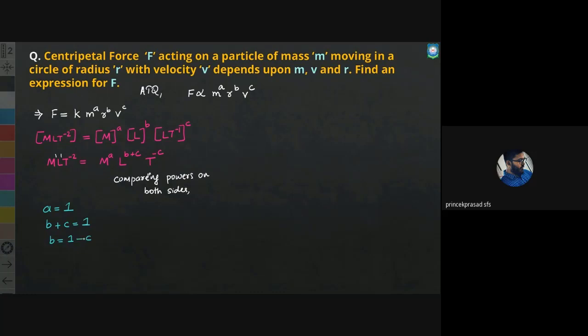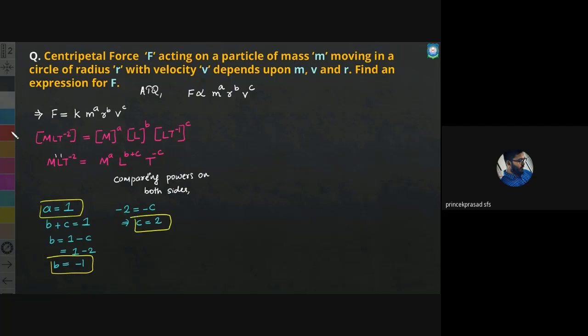Now which is the third relation? Minus c equals minus 2. Or from this, I can write c is equal to 2. If c is equal to 2, can you find b? It will be minus 1. So b is equal to minus 1, and you have got all the 3 relations: a is equal to 1, b is equal to minus 1, c is equal to 2.